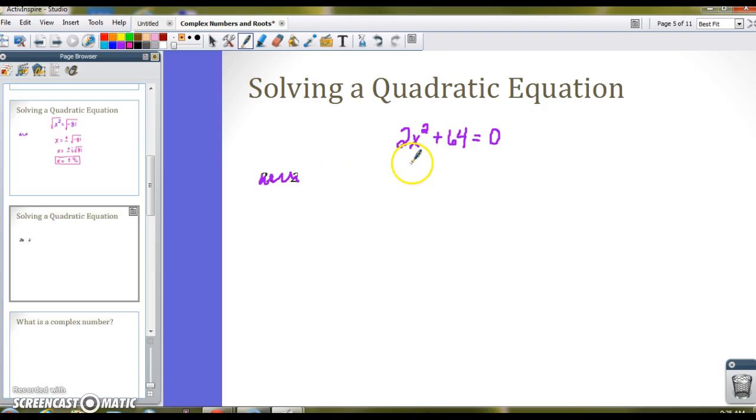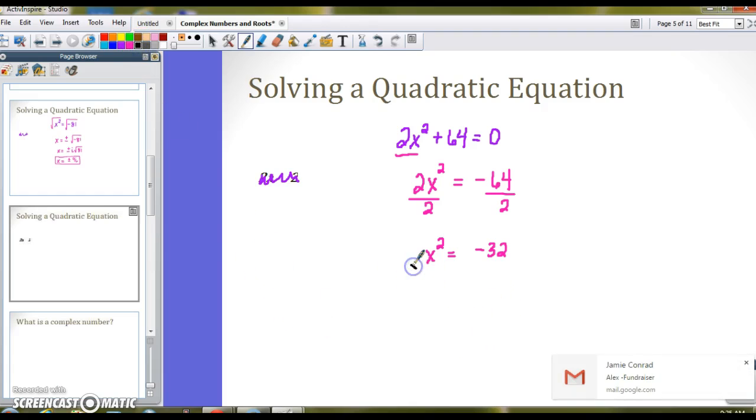First thing I want to do, because this is my only x term, I want to isolate that. So I end up with 2x squared is equal to negative 64. And from there, I'm just going to divide both sides by 2. And that leaves me with x squared is equal to negative 32. And now, because I am taking the square root of both sides, in order to solve that, I have to put in the square root on both of those, okay?